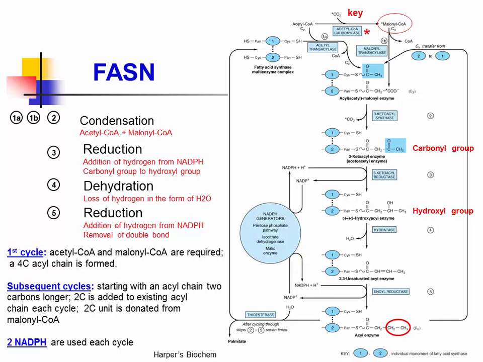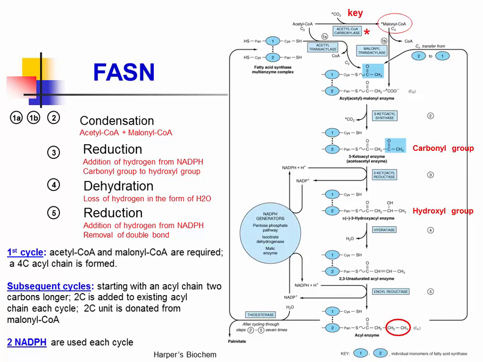And adding an additional 2 carbons extends the carbon chain, right? So after you finish the second cycle, you will generate a 6-carbon acyl-CoA molecule, right? Does that make sense? So for the subsequent cycles, you only add 2 carbons at a time to extend the carbon chain, and the donor of the 2-carbon unit is malonyl-CoA, right?